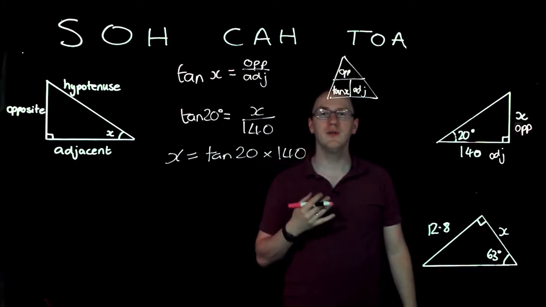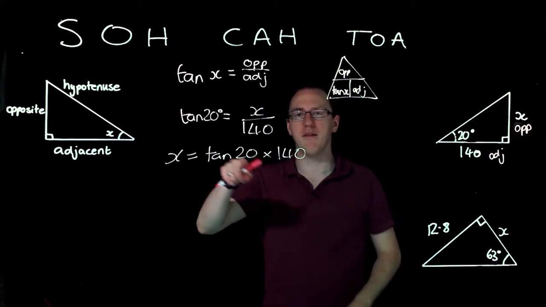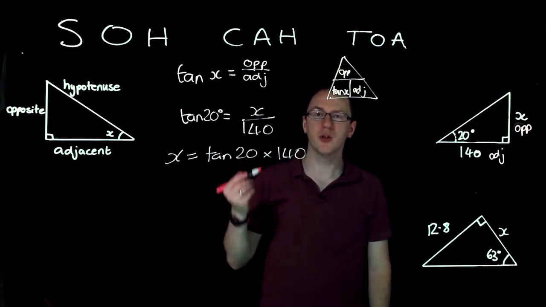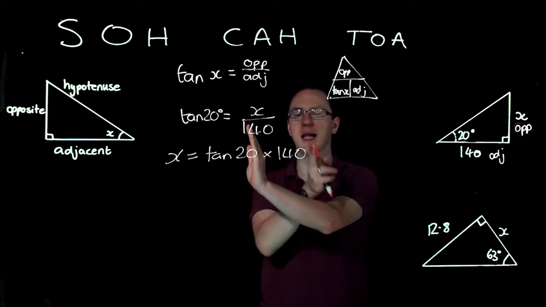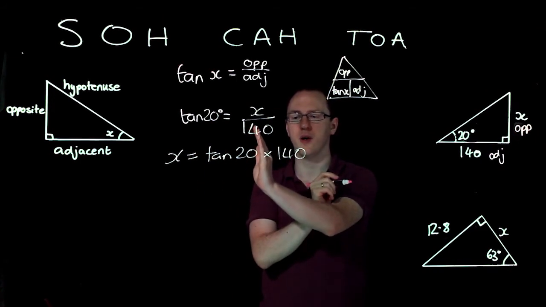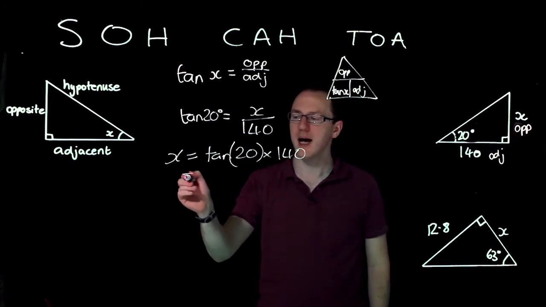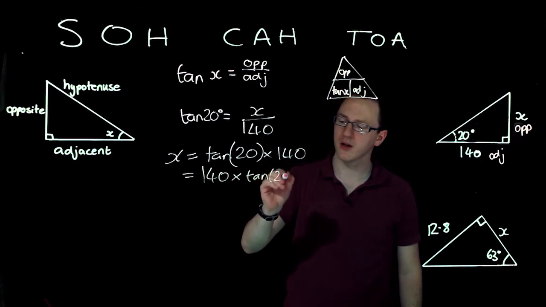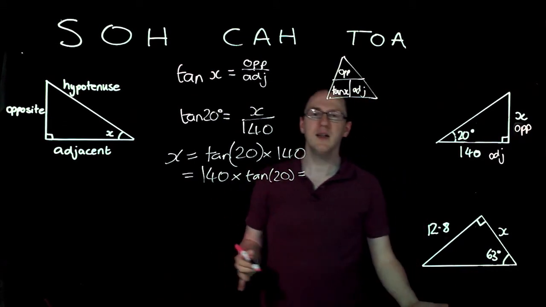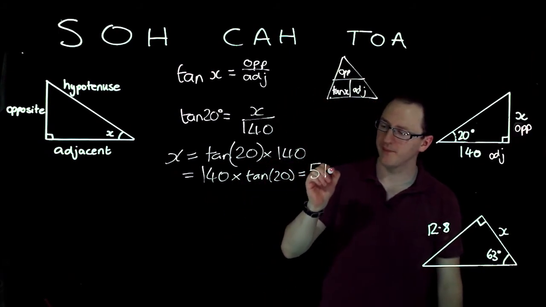Now most calculators, if you type that in, they'll work out 20 times 140 and then find the tangent of it all. So there's two ways that we can stop them doing that because we want them to do tan 20 and then times by 140. So first thing we could do is put that 20 in brackets. And the other thing we can do is we could put the 140 first. Either way, we're going to get the answer of 51.0.